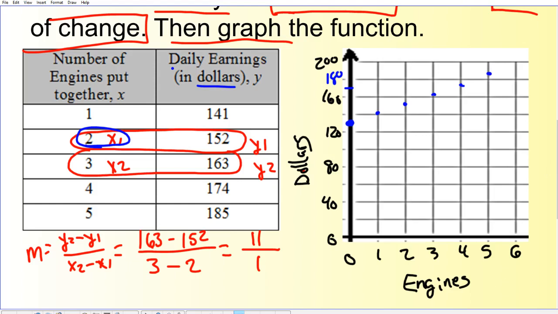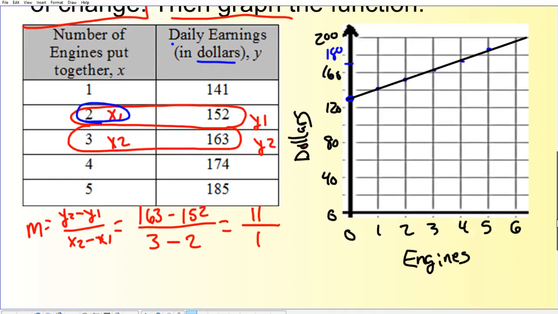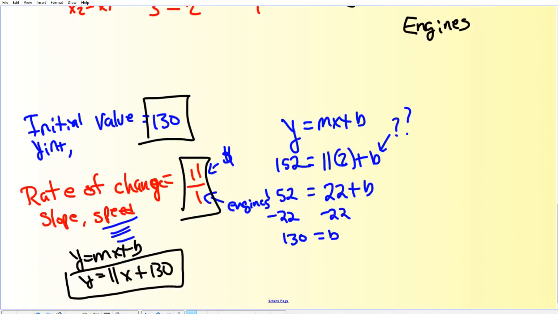And if I use my pretty little line tool, oh, would you look at that? They line up. And they should, because it is a line. It is linear. See the equation? Linear.